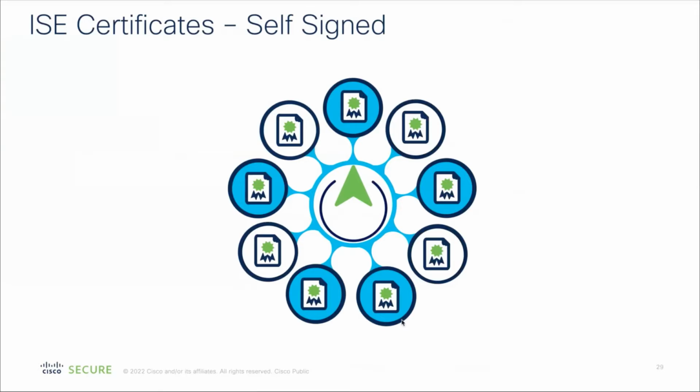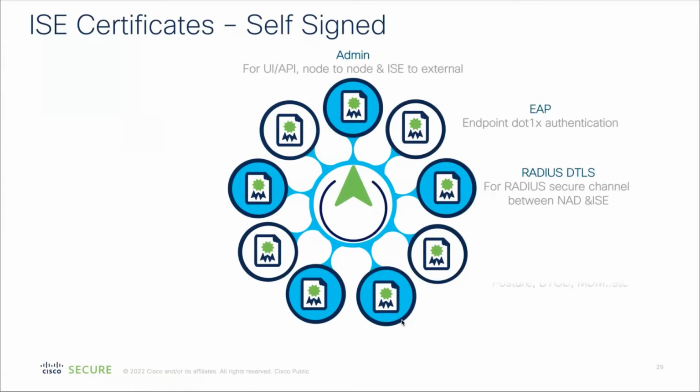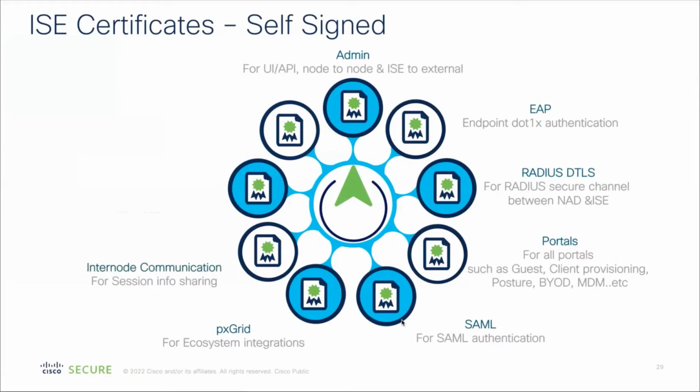When you bring up an ISE by default, it's going to have a lot of aspects, a lot of services: admin service, EAP, RADIUS DTLS, portal, SAML, pxGrid, whatnot. There are a lot of services and personas associated with it. All these services and individual node-specific functions are going to be associated with the default self-signed certificate.